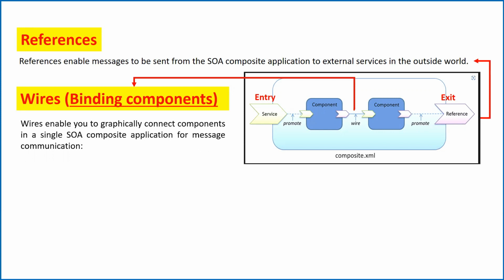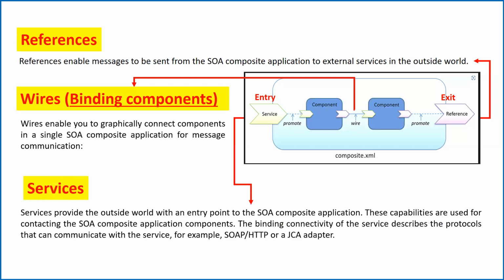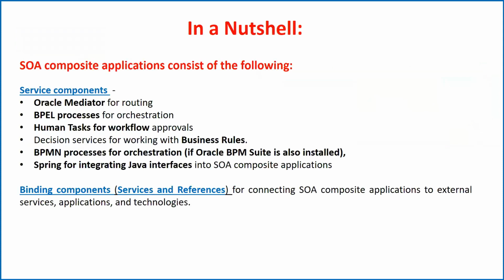Wires enable you to graphically connect components in a single SOA composite application for message communication. So when we develop the application in JDeveloper for SOA, you will get a drag and drop option. If you want to add a component, you drag and drop the component. If you want to add a service, you just drag and drop the service. If you want to add references, you can drag and drop the references, and all can be connected with the help of wires. And then the services: the service is the entry point. That means through the service entry point, your data gets inside your SOA composite, right?